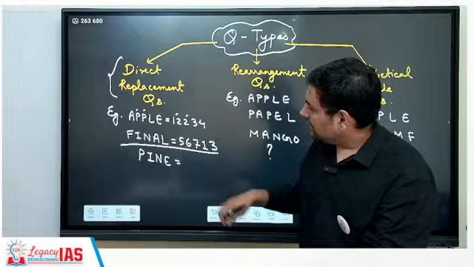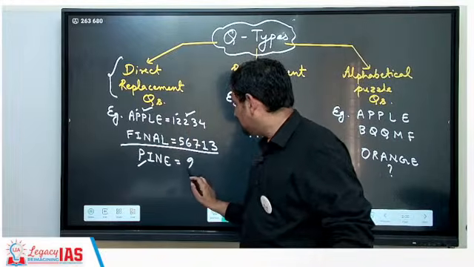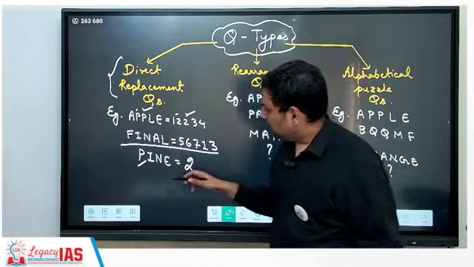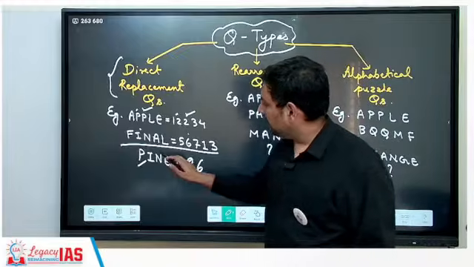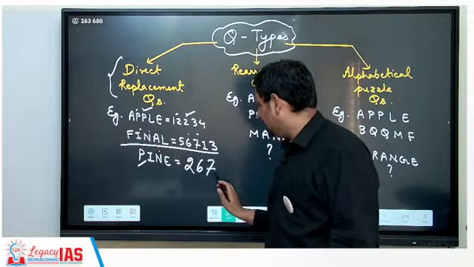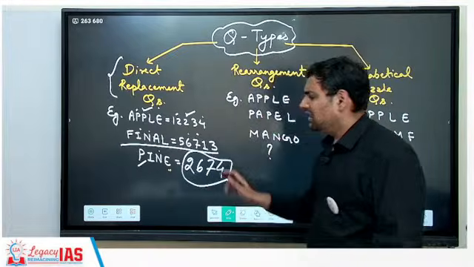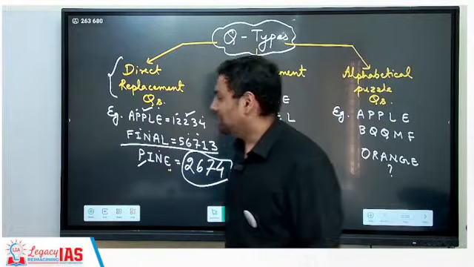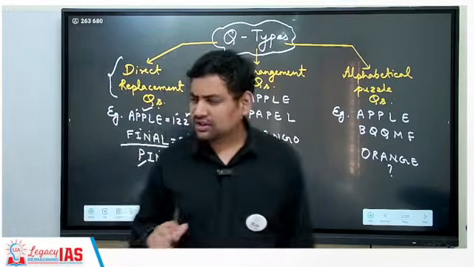Let's see here. You find P here. P is written as 2, so you write 2 here. Then, can you find I? Yes, I is written as 6. Then, can you find N? N is written as 7. Then E is written as 4. So this becomes your answer. This is direct replacement. It may seem very easy to you, but UPSC has also given 2-3 questions on direct replacement.